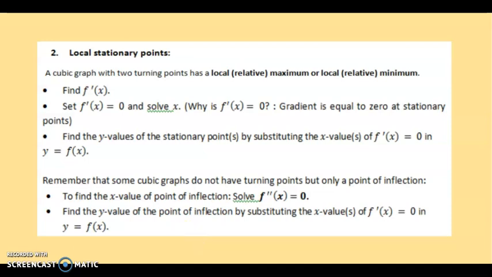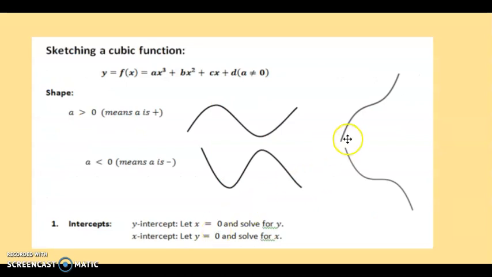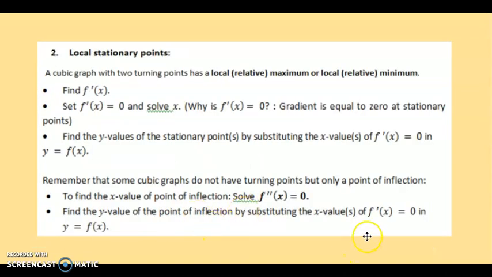Remember that some cubic graphs do not have turning points, but only a point of inflection, as indicated in the previous slide. There's only a point of inflection and no turning point.